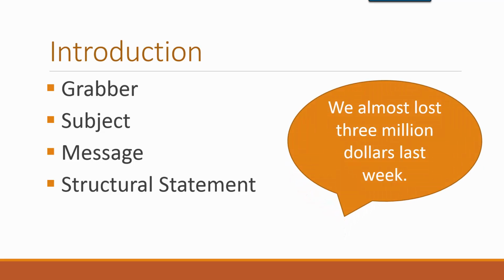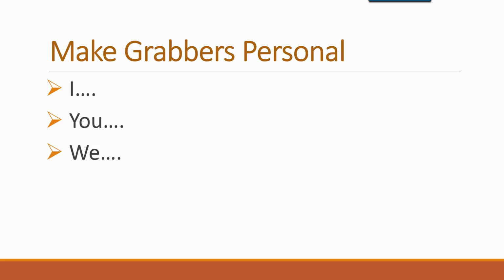If you want to use an effective grabber, you might say something like, "We almost lost $3 million last week." That ensures you have your audience's attention. Let's focus a little more on the grabber. You can make grabbers personal. You can talk about yourself and your own experience. I did this, I did that, I have had this experience, I have seen this. You can use you, but be careful. Make sure that when you're talking to people and you use words like you, you are not making assumptions about their lives. Be clear and make sure that the point you make is relevant.